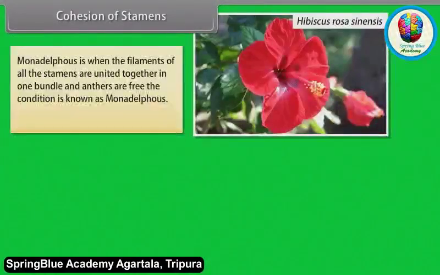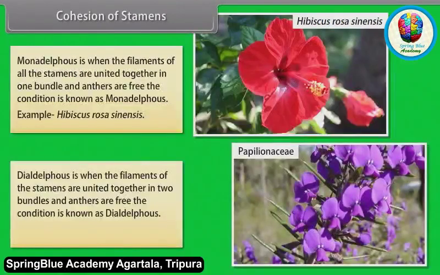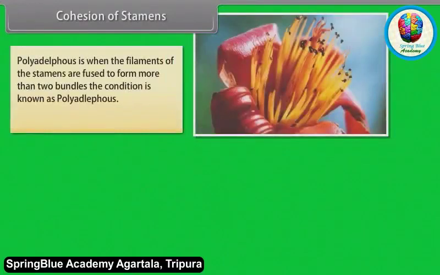Monadelphous is when the filaments of all stamens are united together in one bundle and the anthers are free. Example: Hibiscus rosa-sinensis. Didelphous is when the filaments of the stamens are united together in two bundles and the anthers are free. Example: Papilionaceae. Polyadelphous is when the filaments of the stamens are fused to form more than two bundles. Example: Citrus.